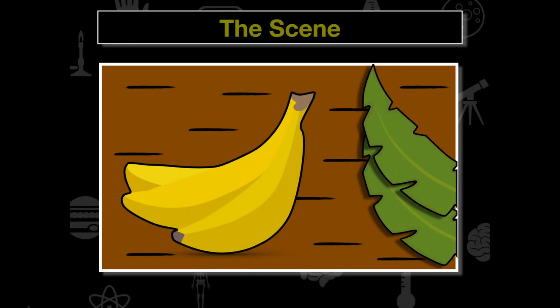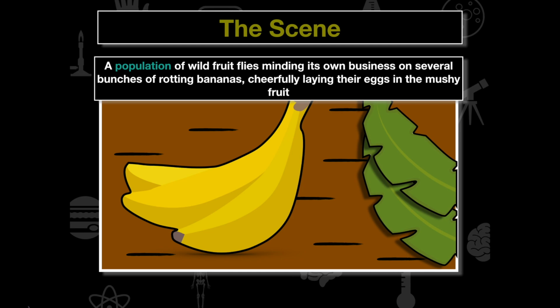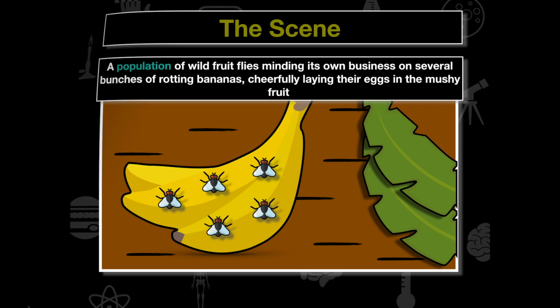So what I want to do right now is tell a story of fruit flies here. There is a wild population of fruit flies that are minding their own business on several bunches of rotting bananas. They cheerfully lay their eggs in this mushy fruit here. So we can see these flies and the coloration of these fruit flies here. They all have this kind of grayish dark color here, and they're laying their eggs in that banana.